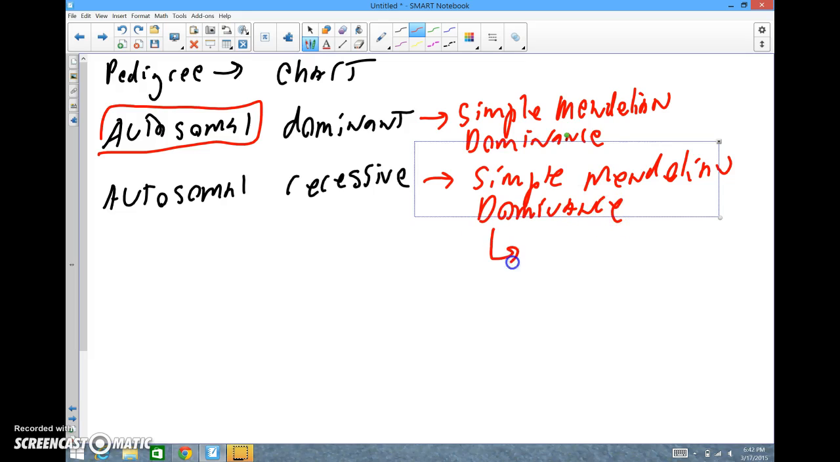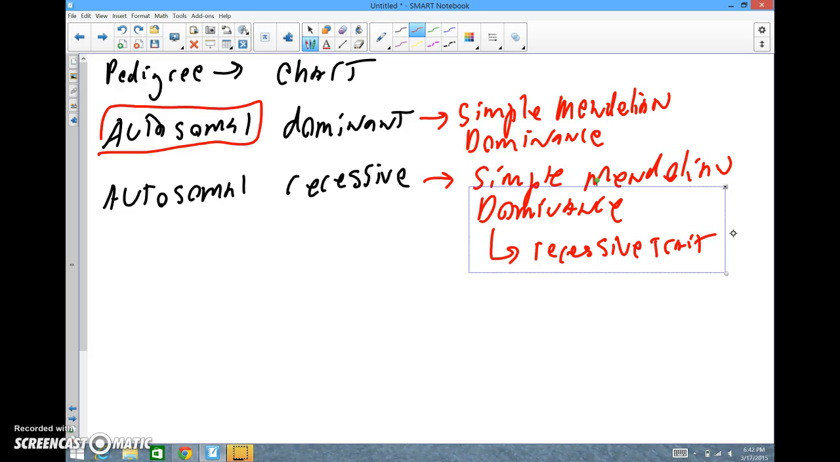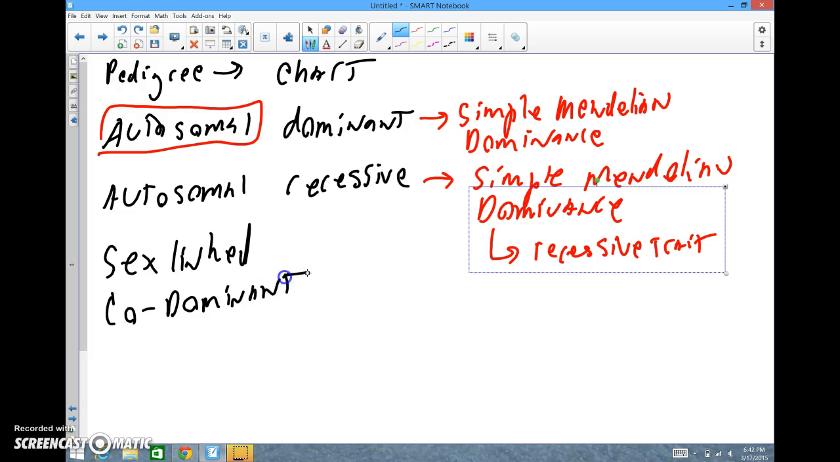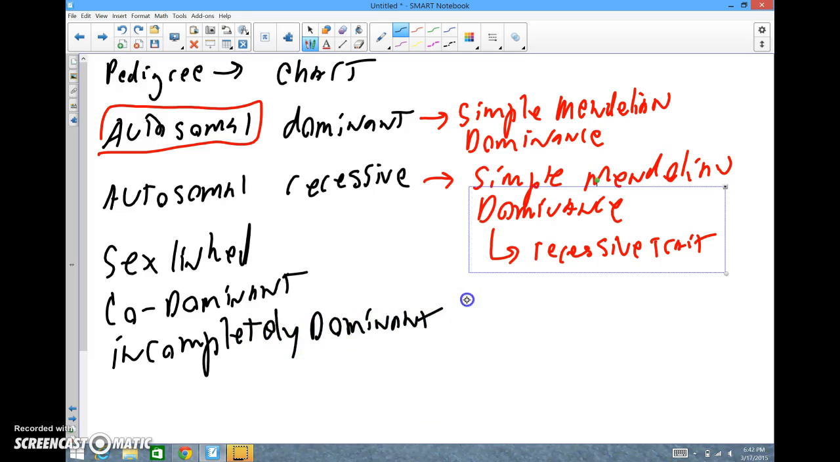But in this case, what we're watching move through the family is the recessive trait. You also will frequently see some other terms that we've used. You will see pedigrees where they say that the trait is sex-linked, codominant, or incompletely dominant. And these are exactly the same as what we've already talked about in class, so you don't need to learn something new to understand that concept.